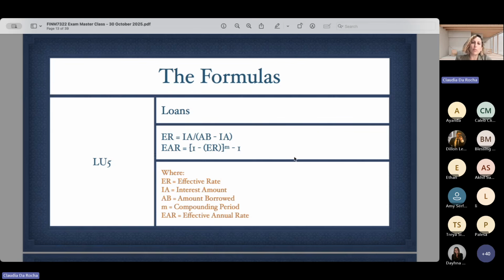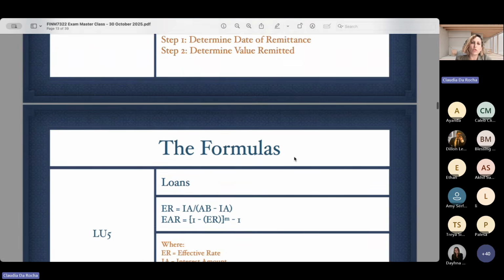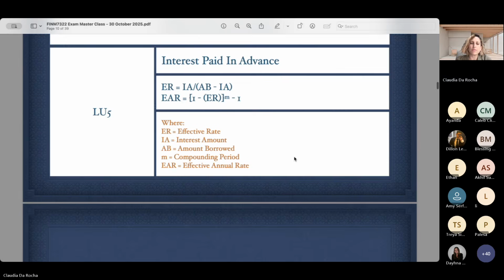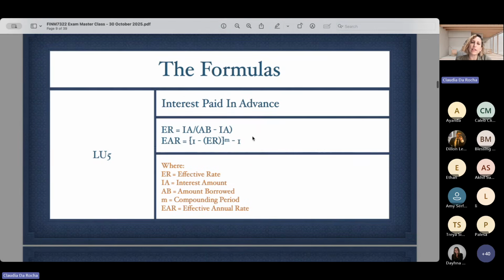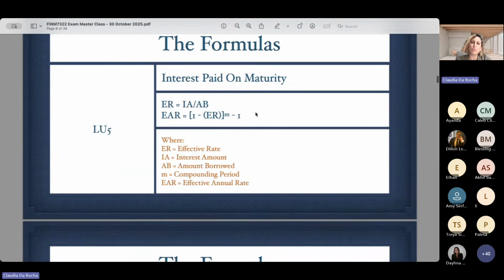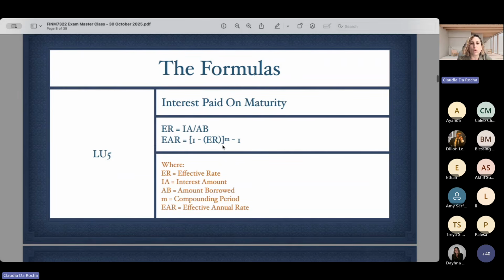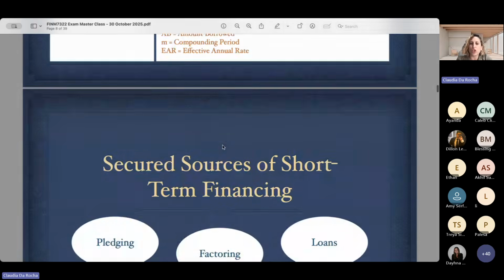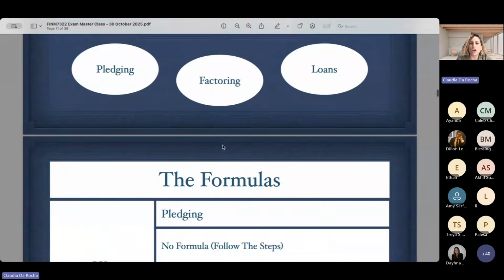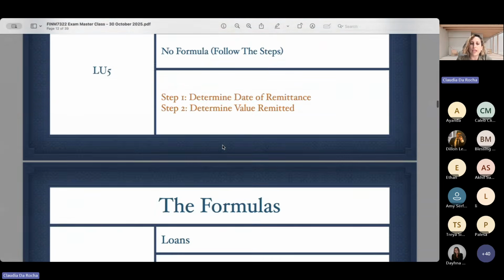So remember I'd shown you before, so I'm just going to go there again. When we do interest paid in advance and when we do interest paid on maturity, we use this formula. ER is equal to IA over AB, and then the EAR. Okay. We use that for unsecured financing, right?